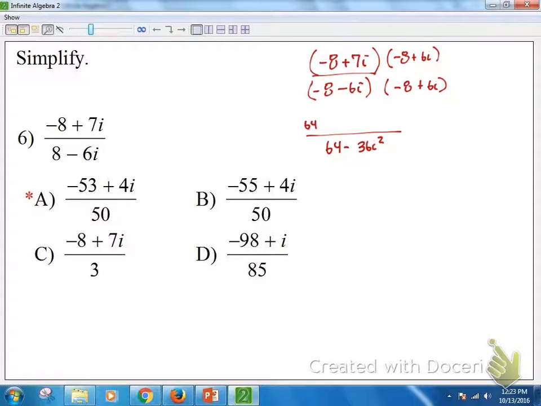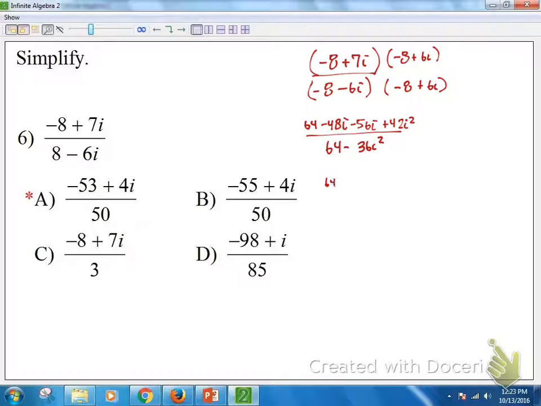That's this times that, right? Negative 8 times positive 6i is negative 48i. Positive 7i times negative 8 is negative 56i. And then positive 7i times positive 6i is positive 42i squared. Okay, now I can combine like terms. The numerator, I can combine 48 minus 56. So when I do that, it's going to be negative 104.